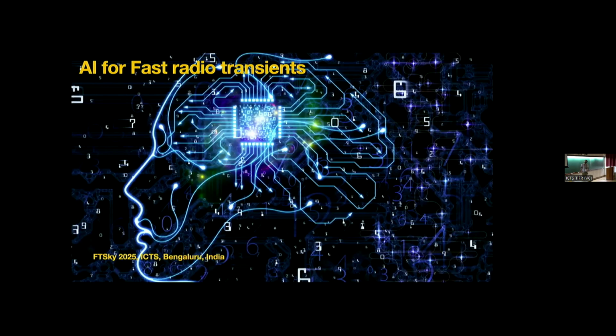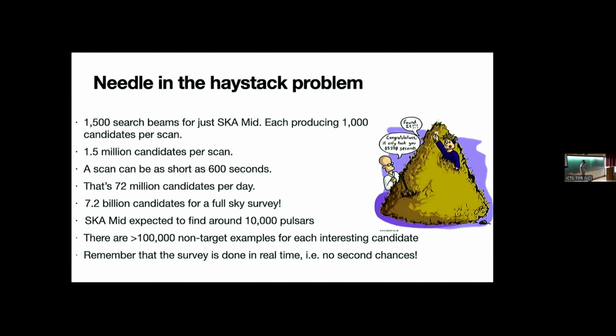So just before I start the talk, this is just a massive disclaimer. I'm definitely not an expert on AI, but I'm happy to share some of the experiences that I've had so far while delving into looking for fast radio transients in the huge volumes of data that we get from radio telescopes.